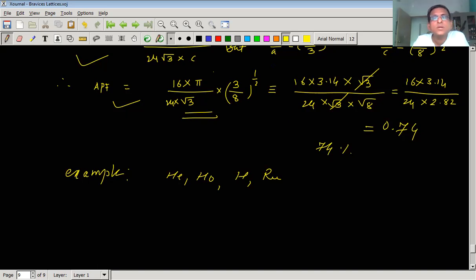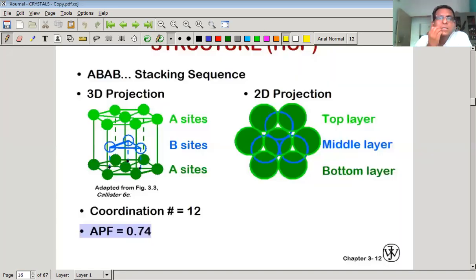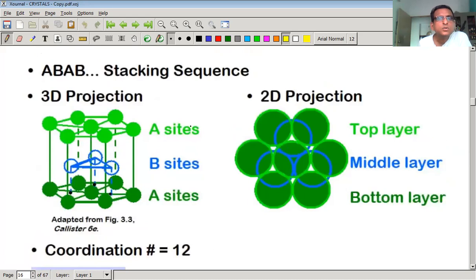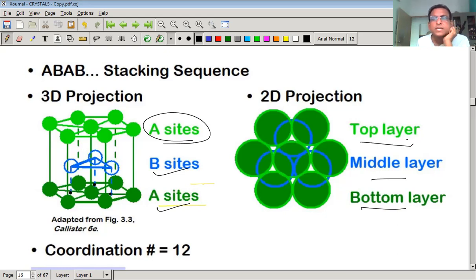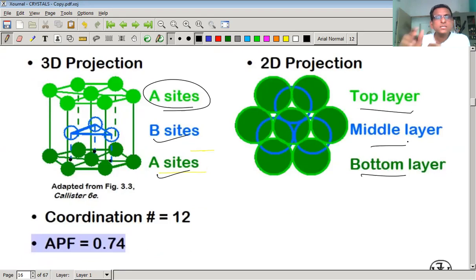And again, as usual, just to have a clearer insight, I would like to share. So here is the structure of HCP, the hexagonal close packed structure. You can see this is layer A, layer B is in the middle, and again we have layer A. So here also you can see the bottom layer, the middle layer is colored blue, and again the top layer is colored green. So this is how the HCP structure is.